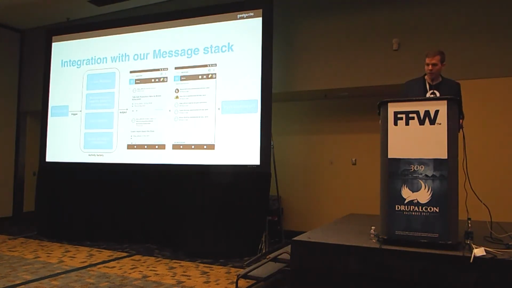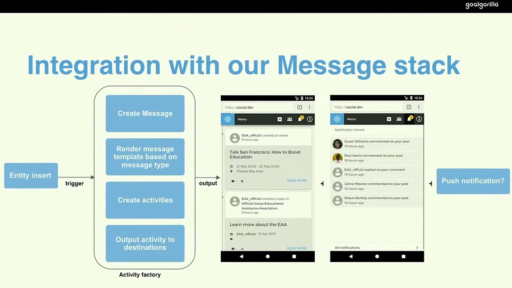And that will trigger creating a new activity. Activities for us means that we show a message on a certain destination. The destinations are all pluggable. In our OpenSocial case, the destinations are the stream you see on the left picture, and on the right picture, our notification center. Both, I think, you know from Facebook. It's kind of similar. But in this case, of course, we wanted a new destination, the push notification.